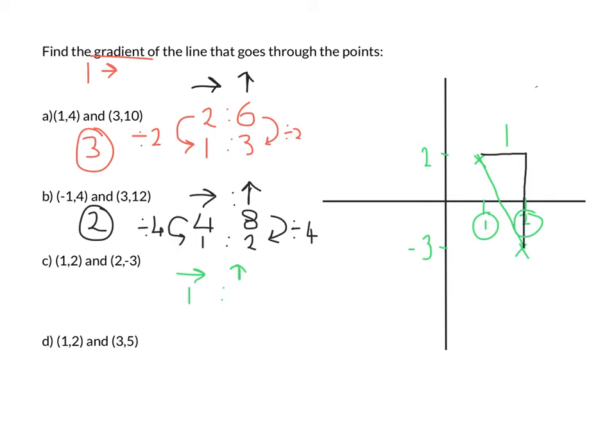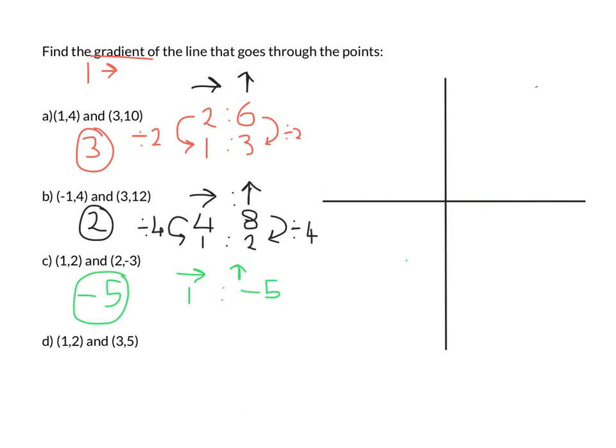And this time we've gone from 2 to minus 3. This time we're going down. So let's figure out how many we've gone down. Well, we've gone 2, 1, 0, minus 1, minus 2, minus 3. So that's 5 down. And because it's down, we say that it's negative. So it's negative 5. And I just need to check, is it for 1 across? Yes, it is. So I don't need to divide by anything. I don't need to use a ratio. My answer is literally just minus 5.